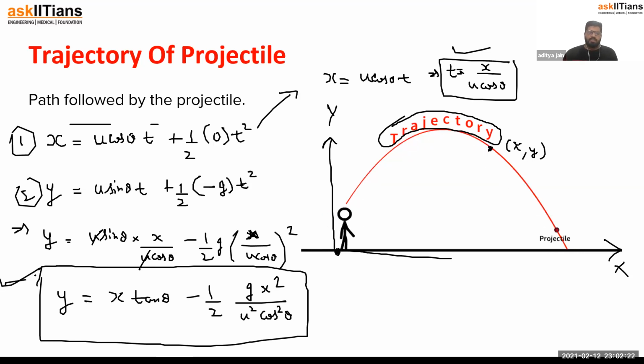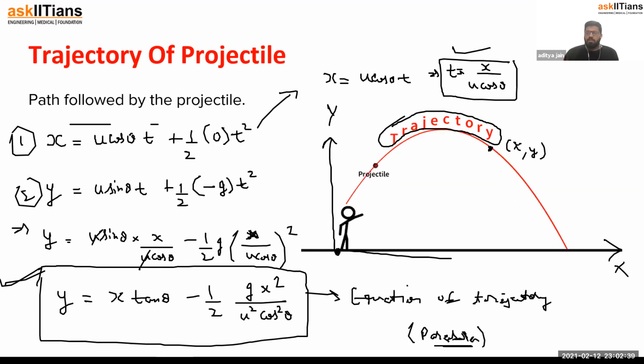For any general point (x, y), this is the equation of projectile, or I can say the equation of trajectory, the path followed by the projectile. If you compare it with the standard equation, it comes out as the equation of a parabola. So that's why we say the path taken by the projectile is a parabolic path, which is decided by this equation. That is the basic meaning of trajectory.